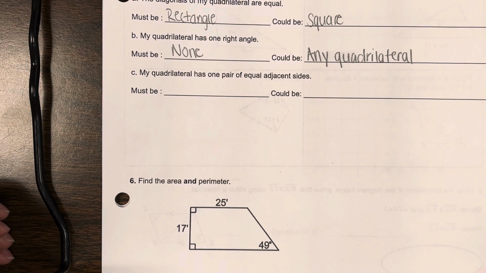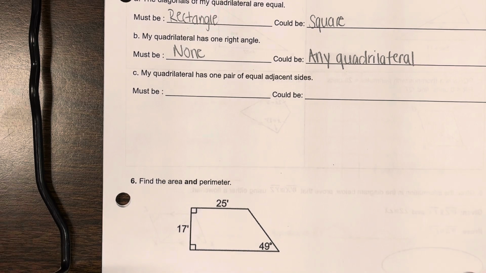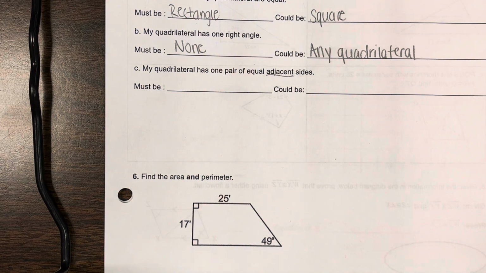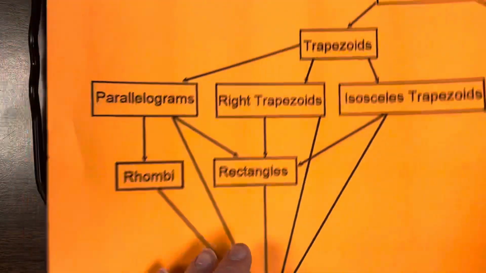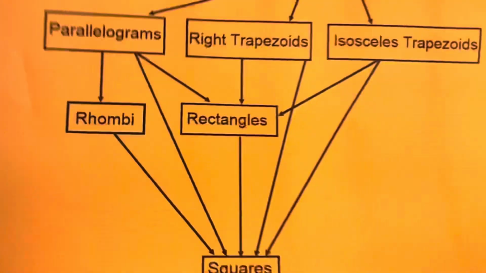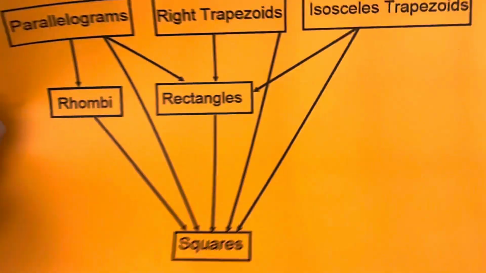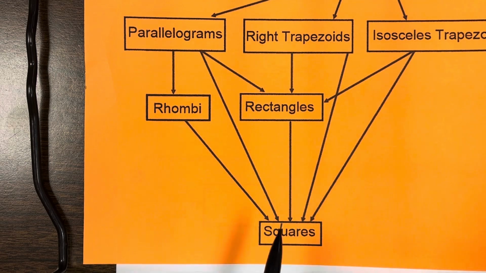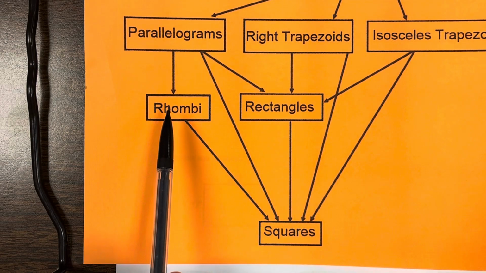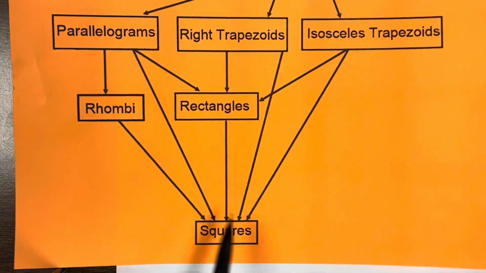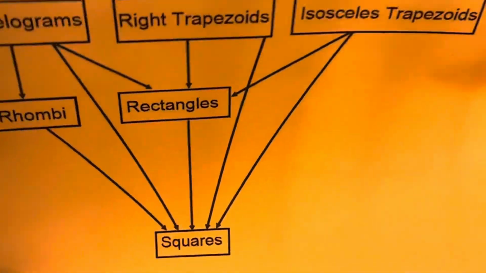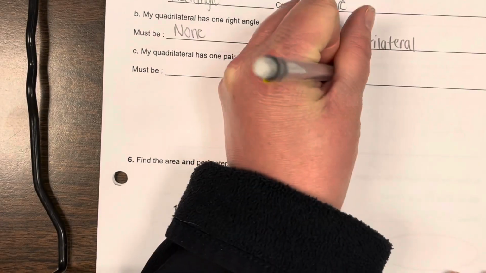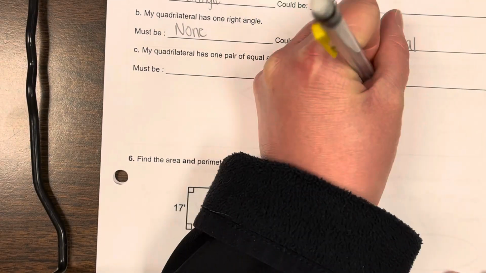And then the next one says my quadrilateral has one pair of equal adjacent, meaning next to, sides. So some options for that, and I'm gonna look at the hierarchy. Kites can have sides that are equal and adjacent. We can have, let's see here, a square. We can have a rhombus. So a square is a specialized rhombus, but since kite is also an option, we don't have a must be because we're gonna have kite, square, and rhombus here.